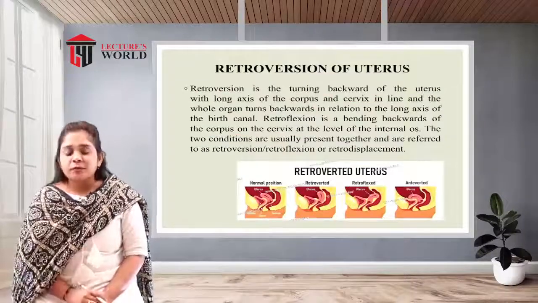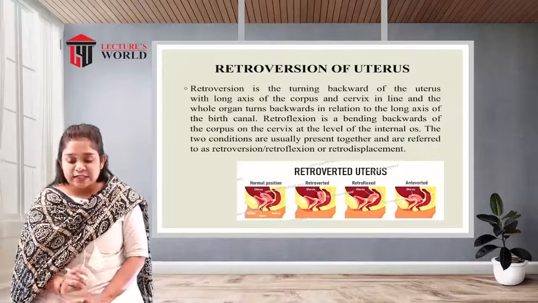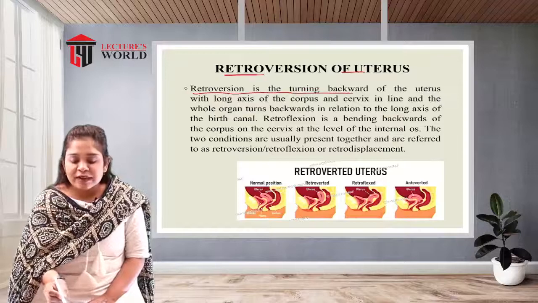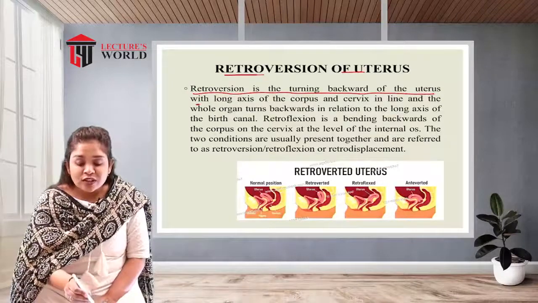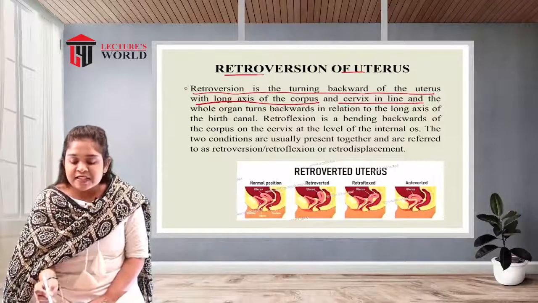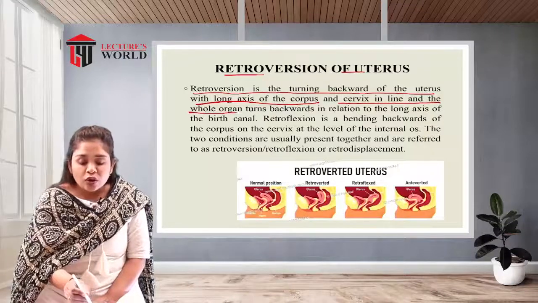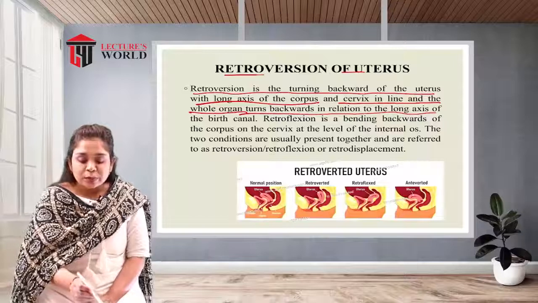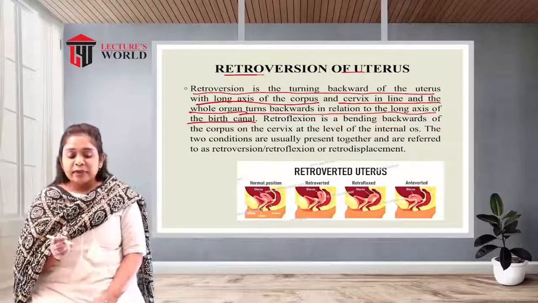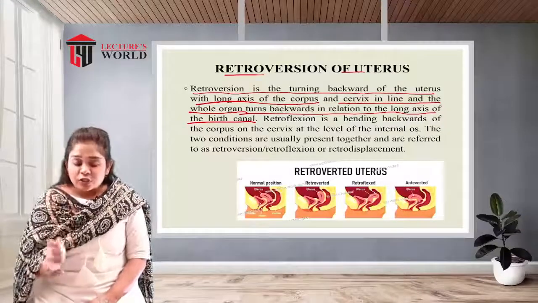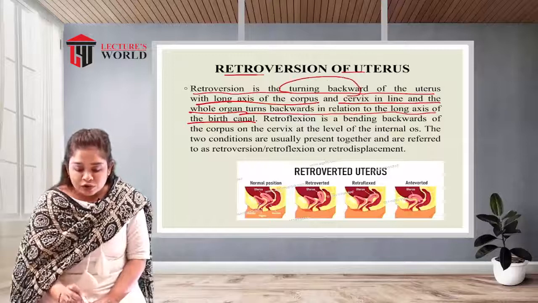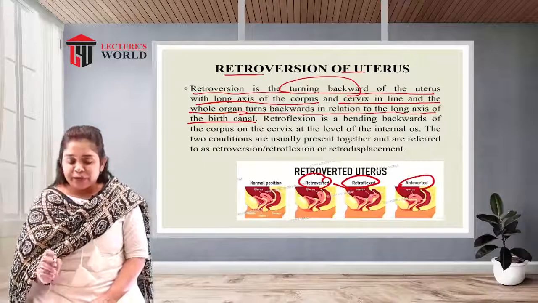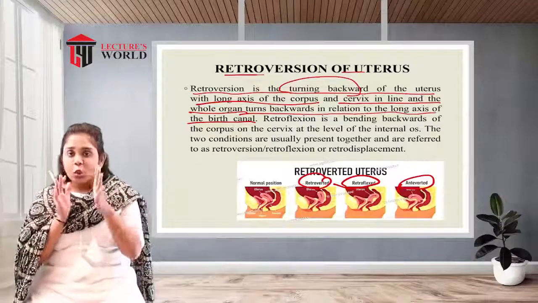Let's talk about retroversion of the uterus in detail. Retroversion is a turning backward of the uterus, with the long axis of the corpus and the cervix in line, the whole organ turned backward in relation to the long axis of the birth canal. Here the uterus is turning backward, as you can see: retroversion, retroflexion, and anteverted. The whole uterus is there.